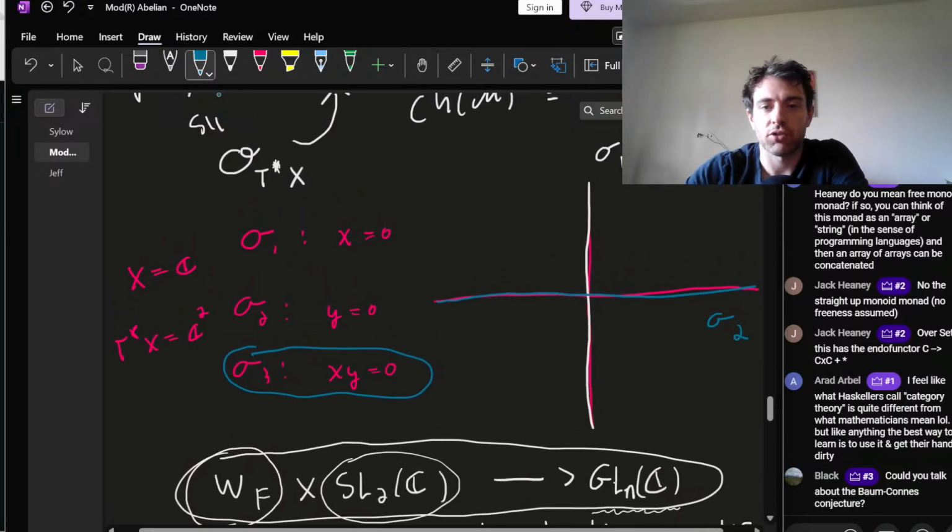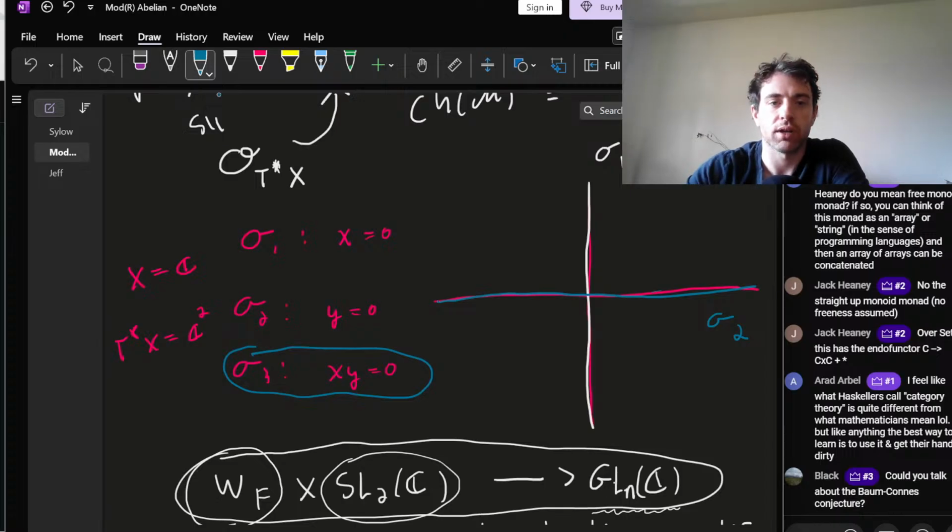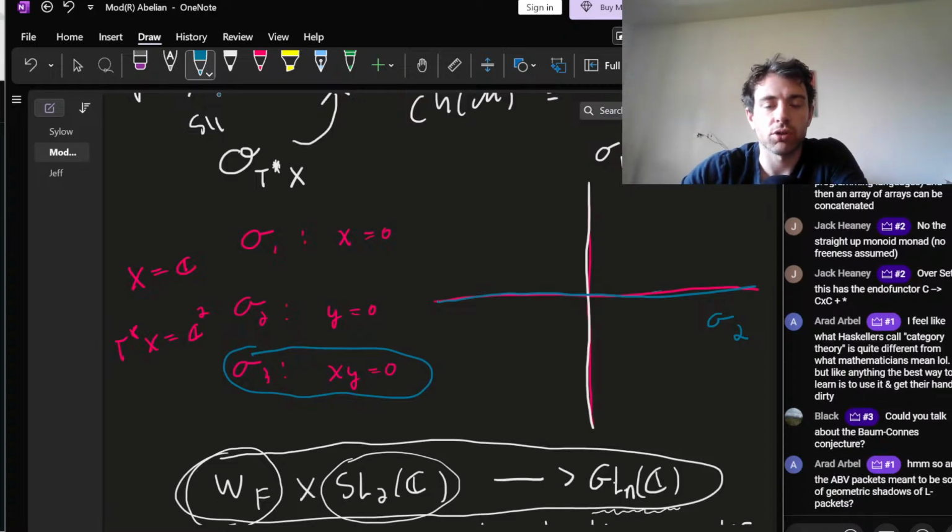And so remember, maybe I'll write it up here. We had sigma. Sigma 1 was this line, sigma 2 was the horizontal line, and sigma 3 was basically the union of those two lines. The conclusion in that case is that these have the same Langlands parameter. In fact, there are only two Arthur parameters, and the two Langlands parameters basically come from Arthur parameters.